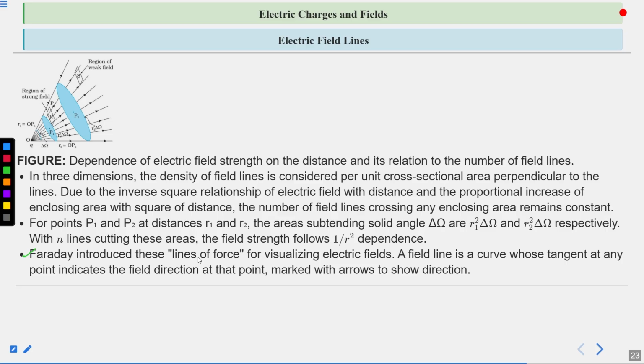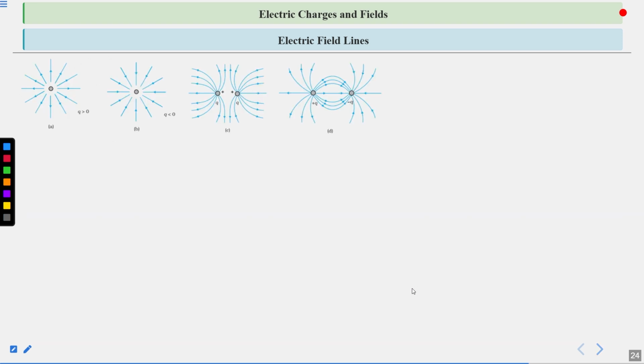Faraday introduces these lines of force for visualizing electric fields. A field line is a curve whose tangent at any point indicates the field direction at that point, marked with arrows to show direction. Look at here, A, B, C or D. For the positive charge, field lines point outward, and for negative charge, field lines point inward.